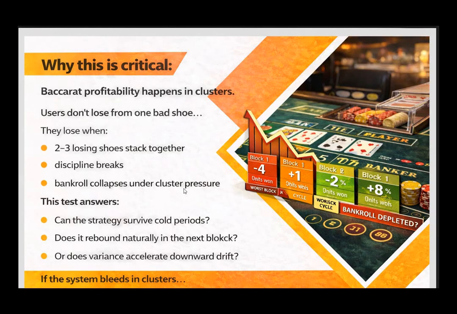Now, the only way cluster pressure can affect you is if you haven't done step 1, and that's going through each shoe to determine highs and lows. That's what's going to help you determine a stop loss. When you know that on average you're winning 5 units, and on average the lowest you go before you reach 3 units, 4 units, whatever the number is, you're going to have to do the study, because everyone's going to play differently.